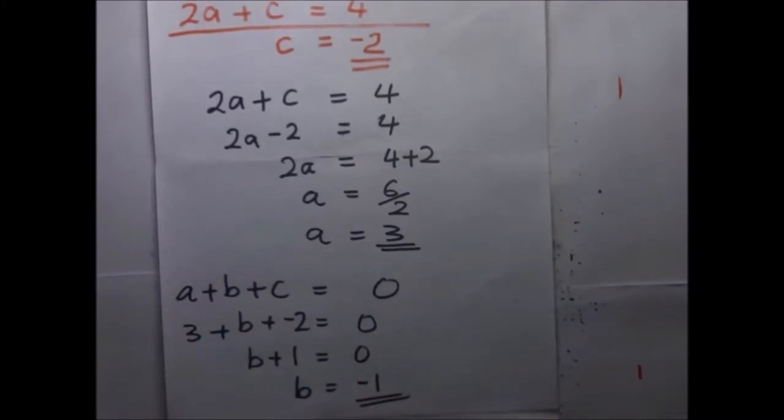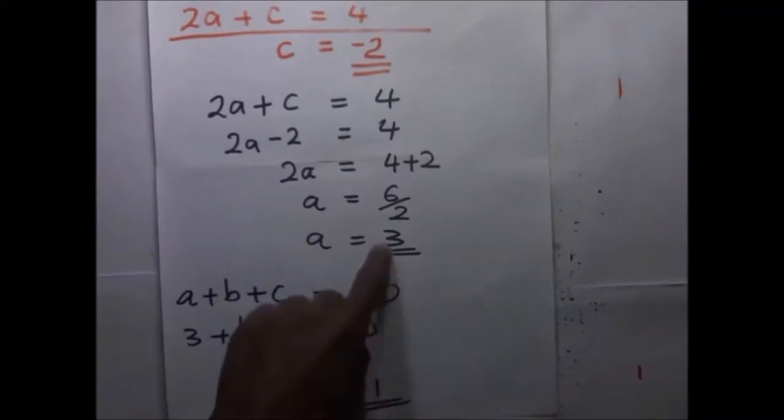And so that's the answer. We have our value of B as negative 1, A as 3, C as negative 2.